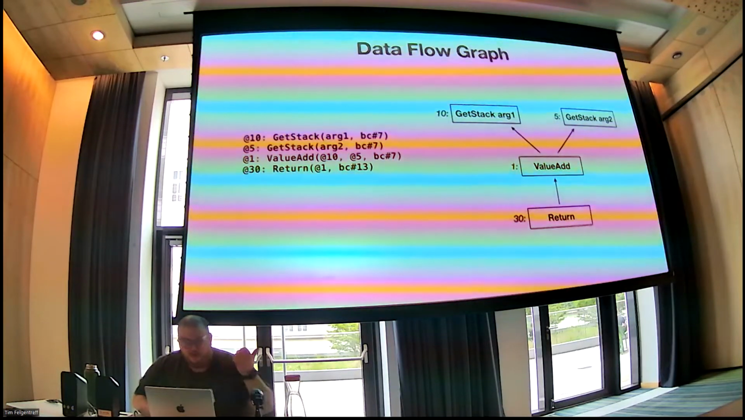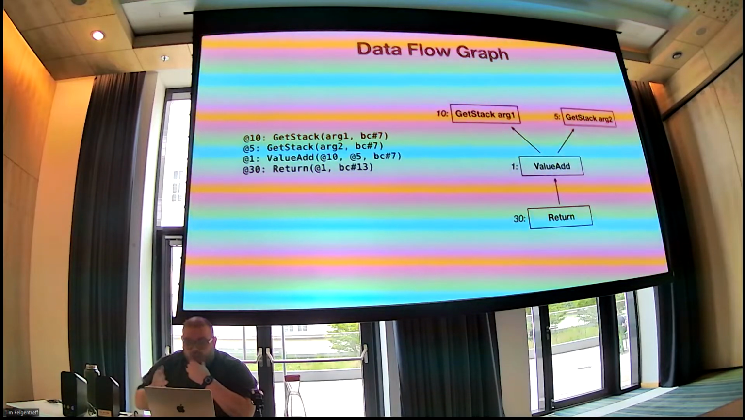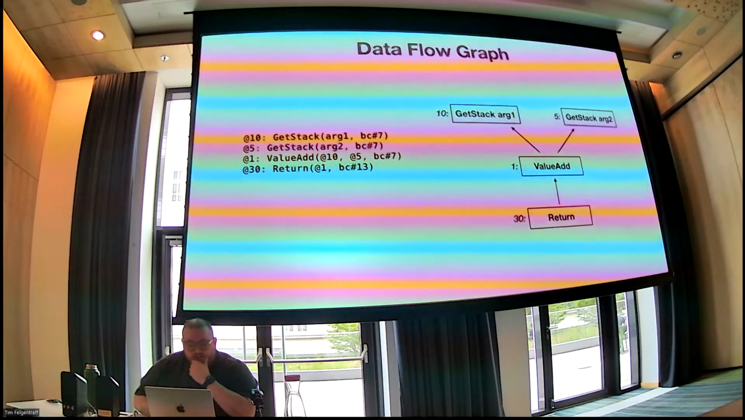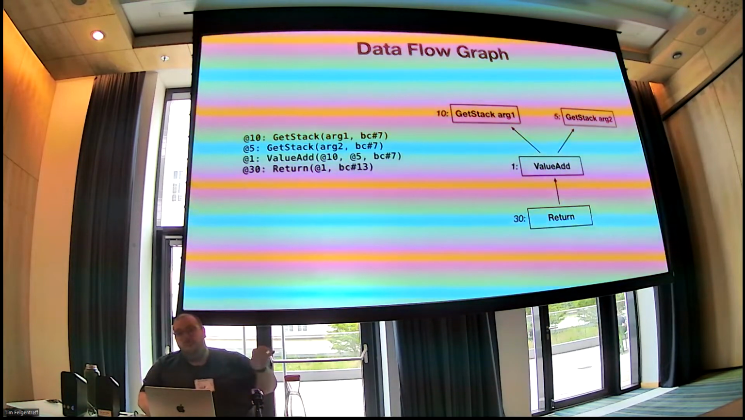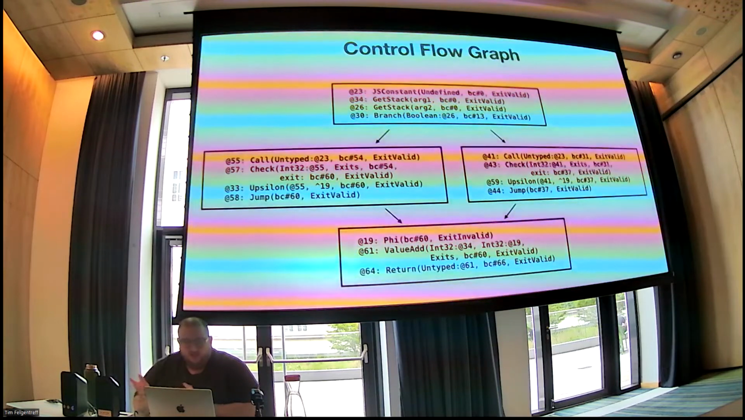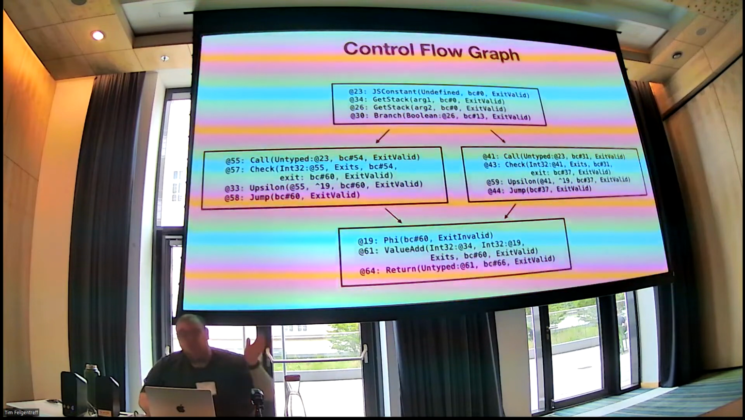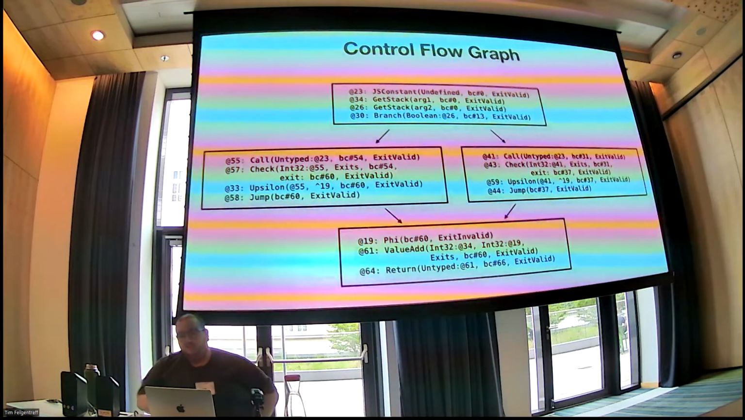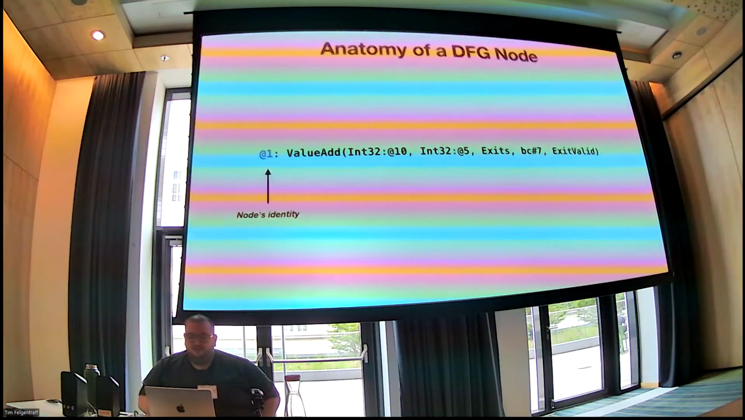So our previous JavaScript function that took two arguments and added them together would look like this in the data flow graph. So your return node has a data flow edge to your add, which has a data flow edge to loading your two arguments from the stack. And of course, we also have the control flow graph, like I was saying. So here we have a list of nodes and you have the control flow edges between basic blocks, and each basic block has a list of nodes.